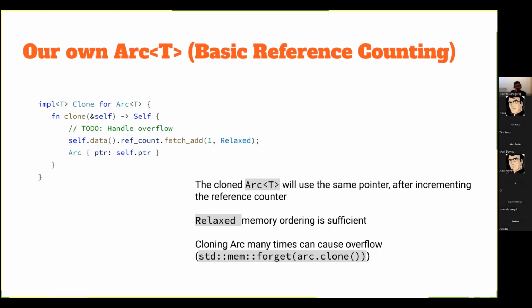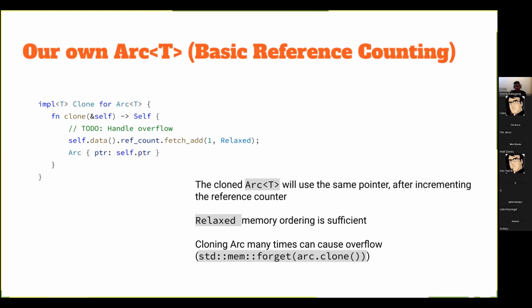The thing here is what memory ordering to use. It's okay to just use Relaxed. Let's say there are 10 different threads coming and cloning the Arc. It's fine, because as long as we have a total count of 10, we don't care about the ordering of this atomic operation. So if 10 threads clone it, the reference count will be incremented by 10.